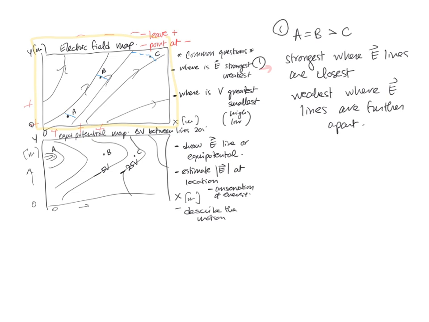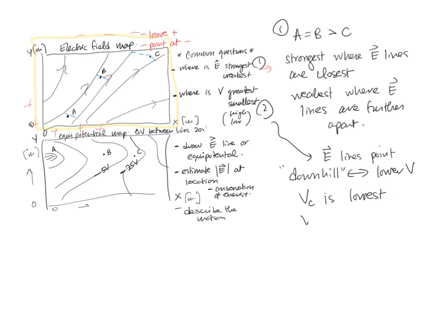Where is the potential the greatest or the smallest? So for this question, you have to know that the field lines point downhill. Remember that downhill in English is the same thing as lower potential. So because the field lines point downhill, the potential at C is the lowest. The potential at A is the highest.